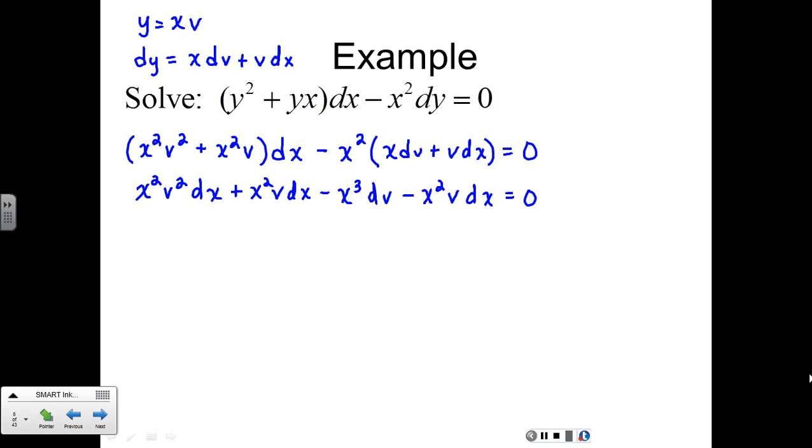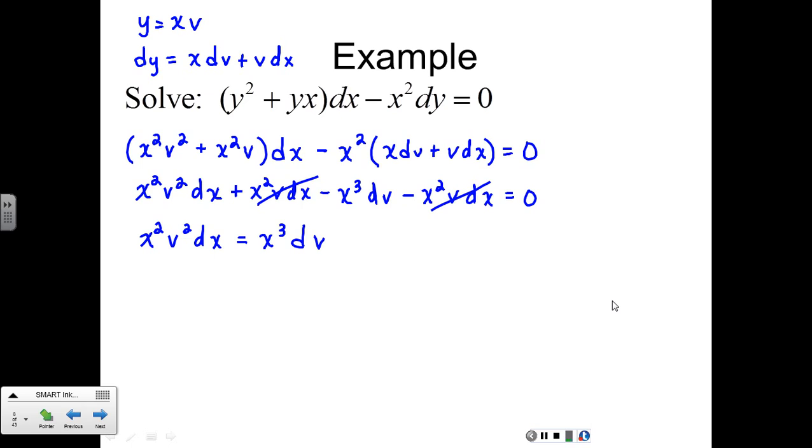Anybody see anything good? Any good algebra? Those zero out, don't they? Yay. Cleaned it up good right then. So I've got x squared, v squared dx. And I'm going to move this other term, since it's a dv, over to the other side. So equals x cubed dv. Just add that to the other side.